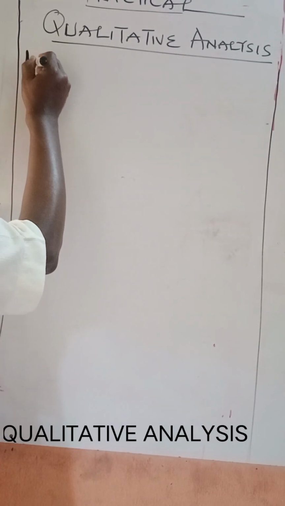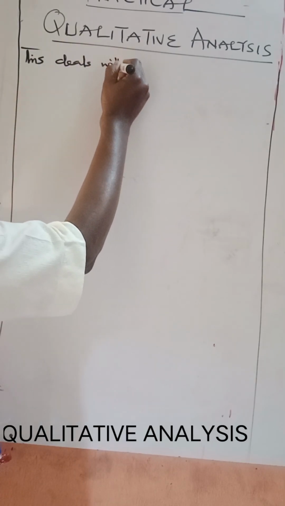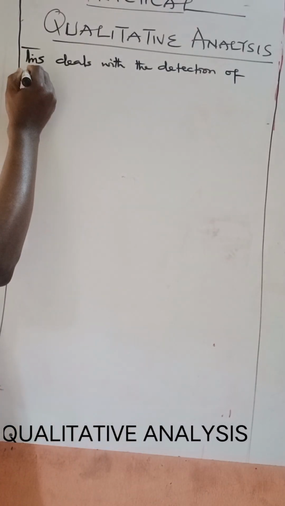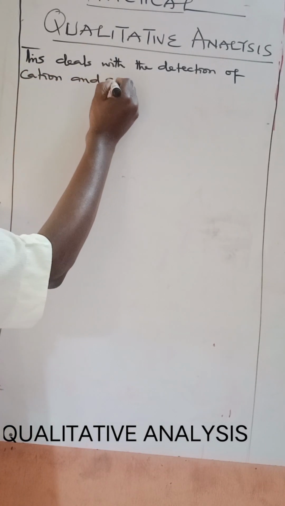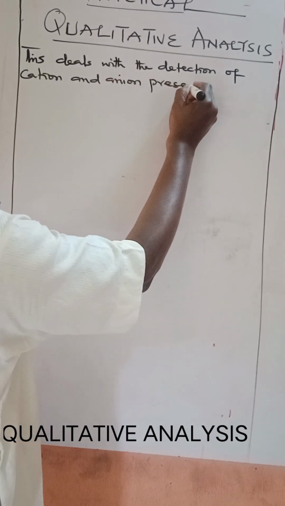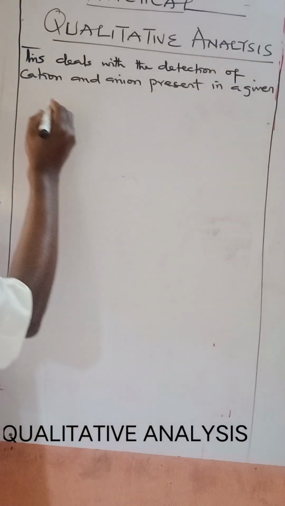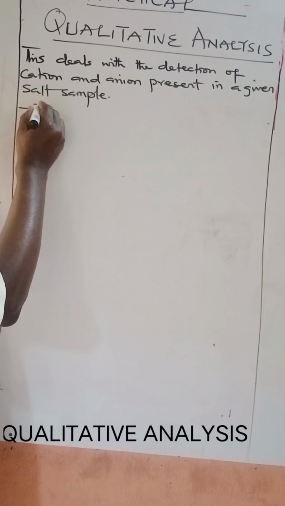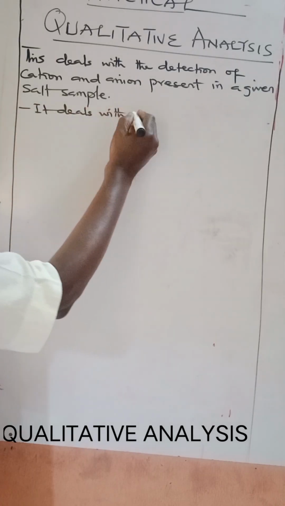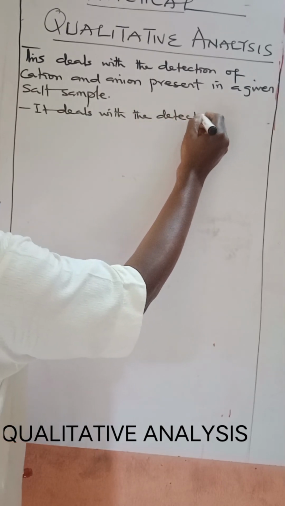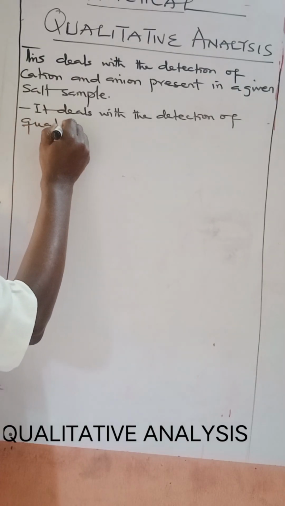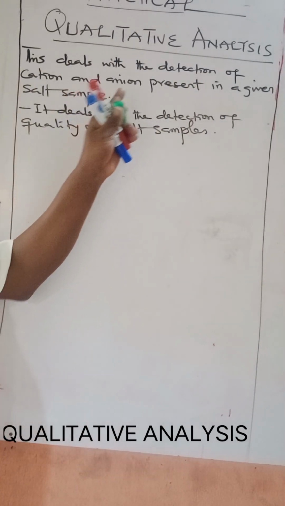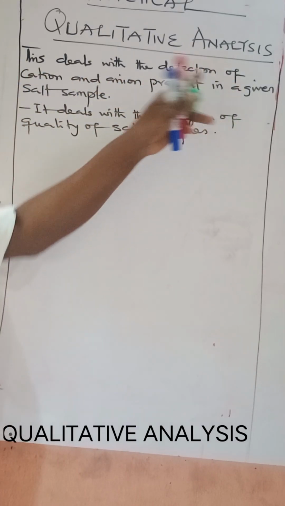This deals with the detection of cations and anions present in a given salt sample. Meaning it deals with the detection of quality of salt samples. So we want to detect the cation part and anion part present in a given salt sample.